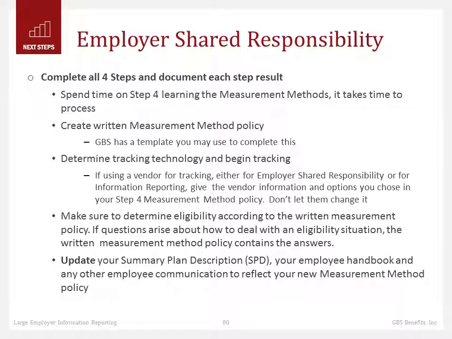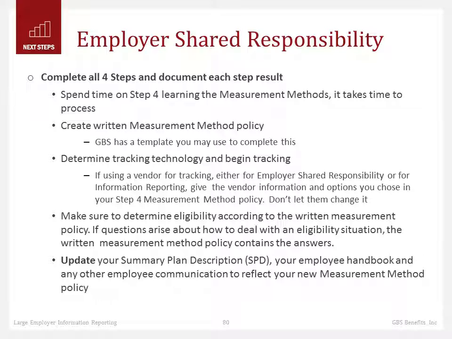Some of the vendors have a process that if you do it their way, it makes their technology work a little bit better and is easier for them, but it is not necessarily easier for you to administer. The suggestions that we make here in this step 4 measurement method seminar are specifically designed for making your life easier and simpler, so you can wrap your head around this and do it correctly. So again, there's a reason we have you go through all the steps. If you feel comfortable with this process, and you have a vendor who tries to change your mind, please stay firm on sticking with your measurement method policy that you put together.